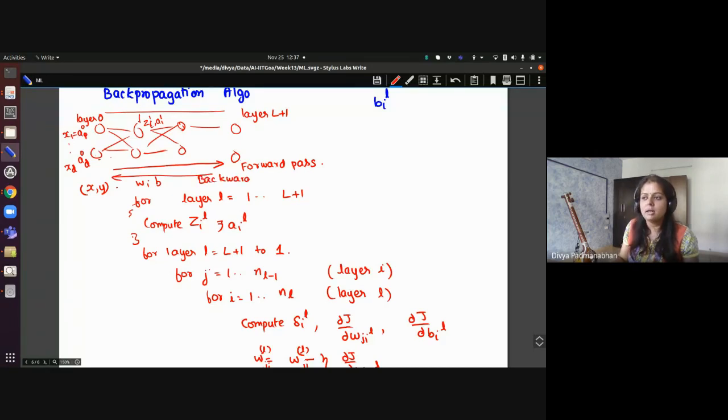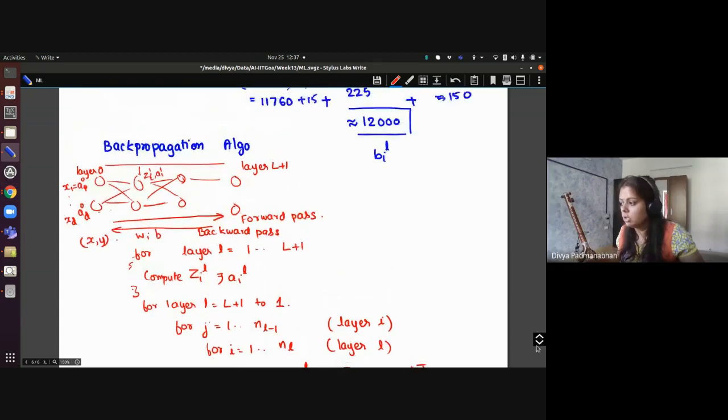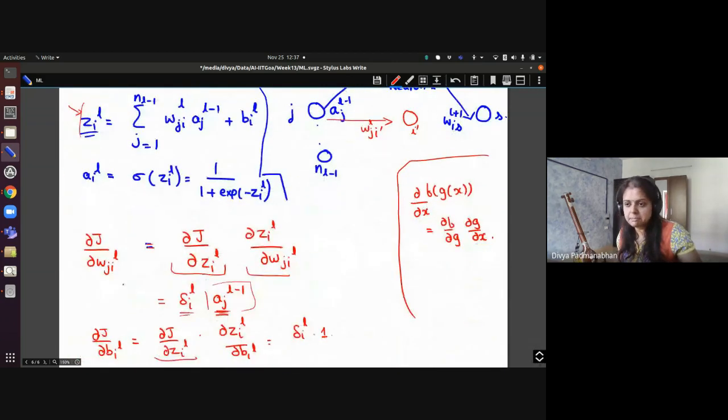Is the flow of this algorithm clear? Are there any questions on this? No, ma'am. Please repeat once again. Okay, fine. Do you understand this part, the dou J by dou W's and dou J by dou b's? This computation is fine, right? Yes, ma'am. The delta i's, I will tell you in a minute how you compute them.